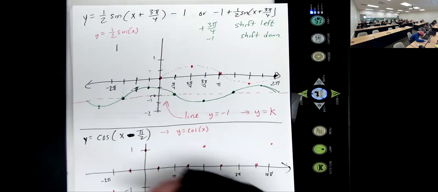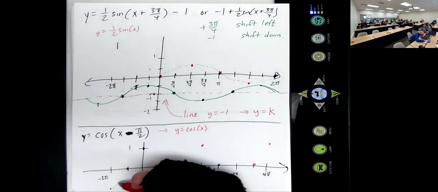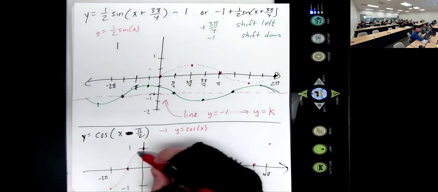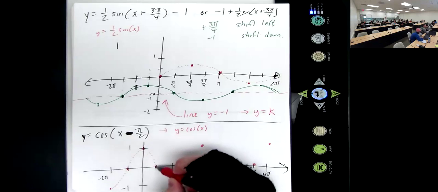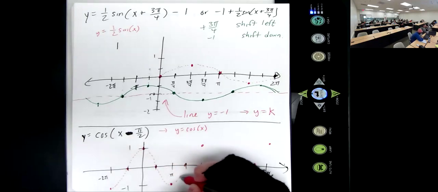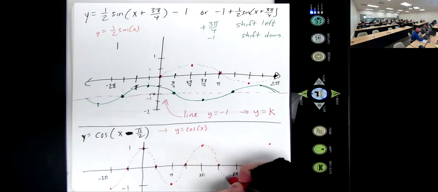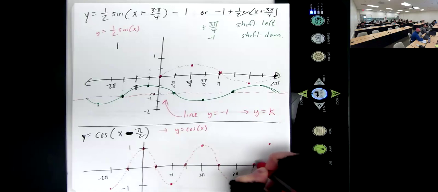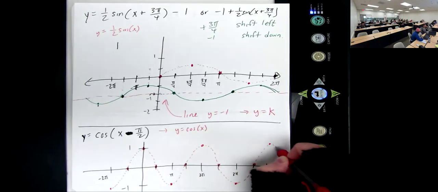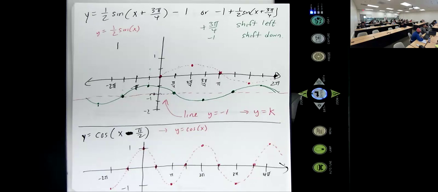I'm going to lightly draw just a little dotted line to show what it would look like before we shift it. If I were doing this on my test, I'd probably do it in pencil where I can erase it. It just helps you keep track of what it should look like. What's going on with each point?